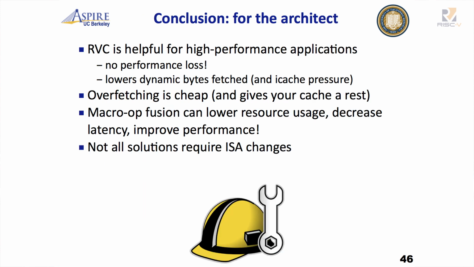And for the architect, RVC, my guess is that that's probably going to be kind of like a de facto standard for RISC-V. It's a really great tool. You don't lose performance. In fact, you'll gain it because you won't have too much pressure on the iCache. Also, I didn't mention this, but overfetching, fetching more than one instruction a cycle, to maybe look for fusion opportunities, that's actually a good idea for energy efficiency. In fact, it's such a good idea, Rocket already does it. It fetches up to 16 bytes a cycle. So don't be afraid to fetch more to look for fusion. And not all solutions require an ISA change.